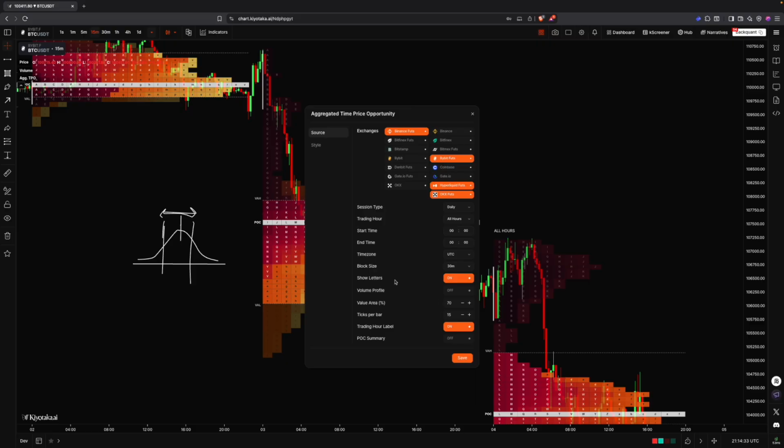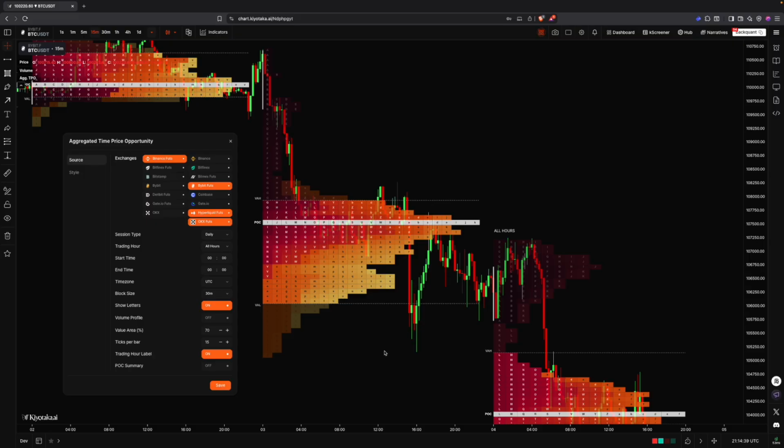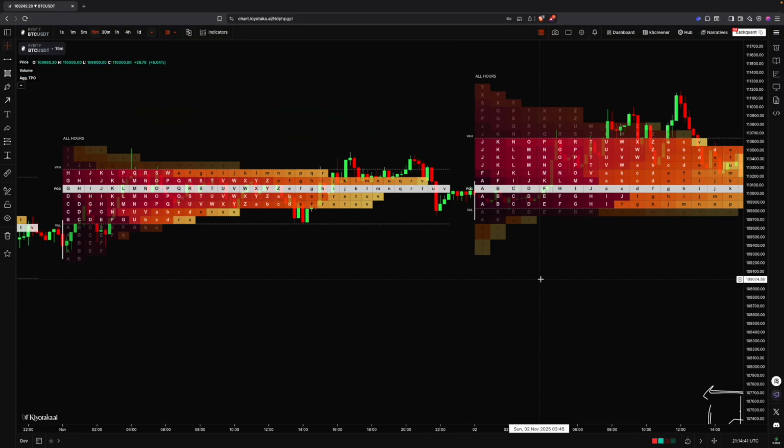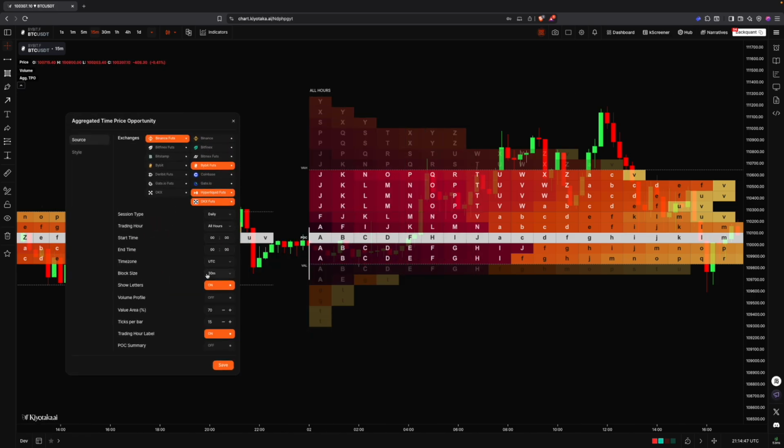Next up, you've got a block size and show letters. So I'll throw the show letters on here so I can explain this really easy to you real quick. Let's find a nice one. Okay, so what the block size represents is you see it's by default set to 30 minutes, right? So on these blocks, they're labeled with letters based on when those prices are traded chronologically. And since this is set to 30 minutes, the group A will contain the first 30 minutes of trading, and then the group B will contain the second 30 minutes of trading.